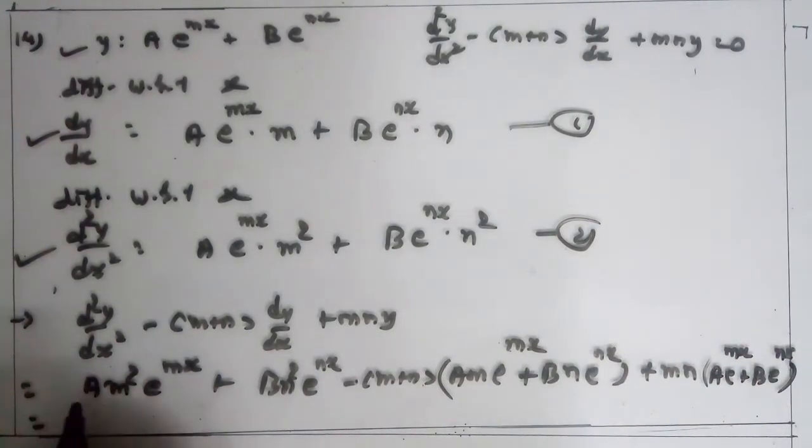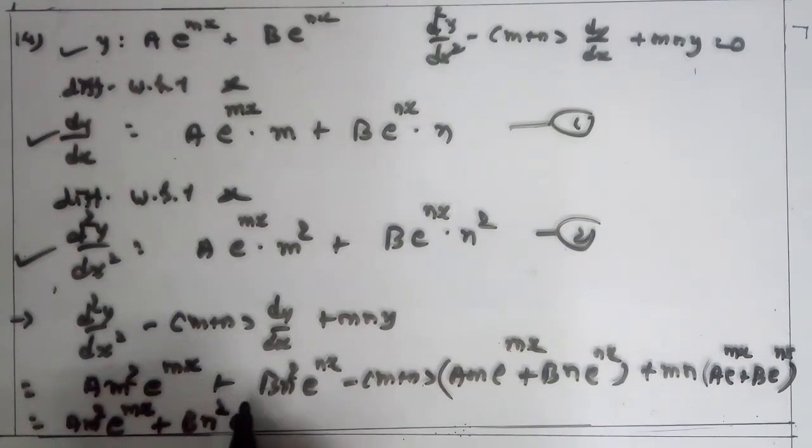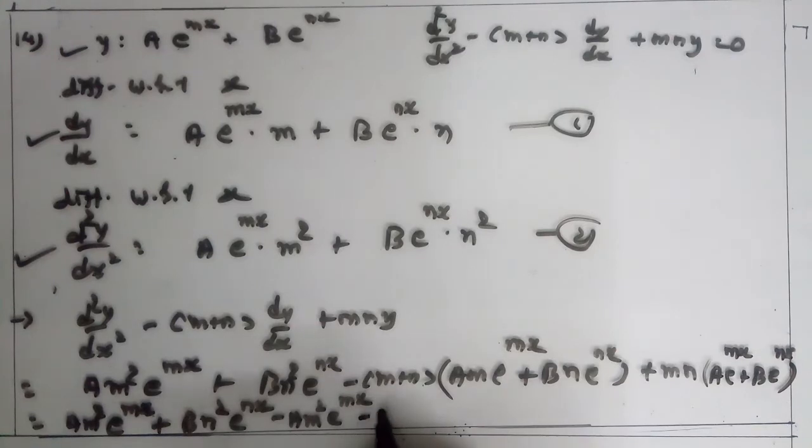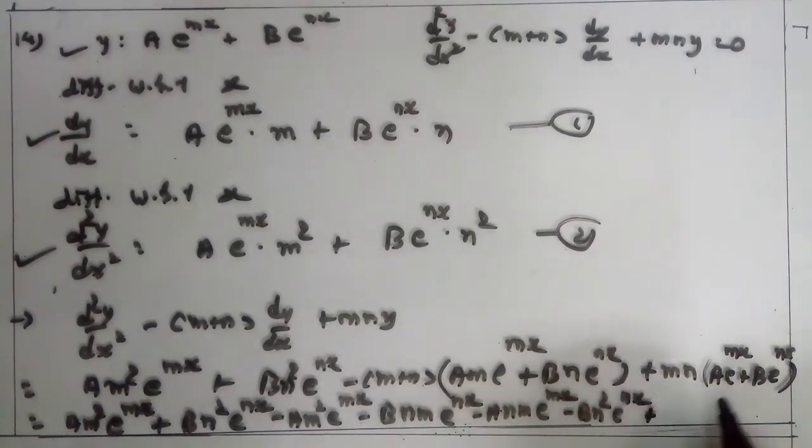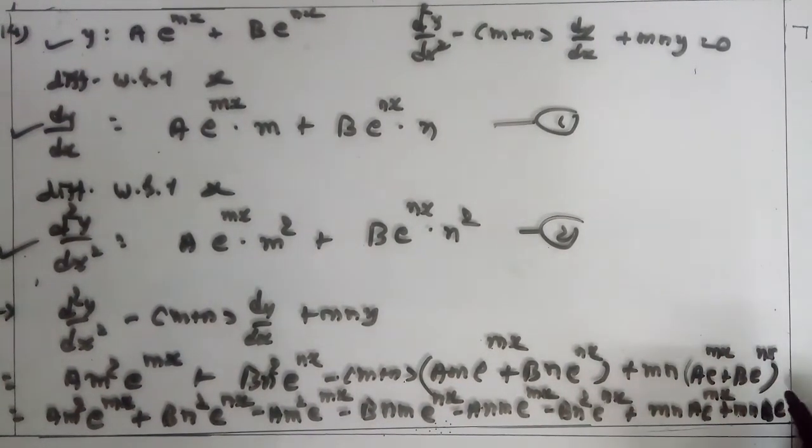Now simplify this. So a m square e raised to mx plus b n square e raised to nx minus n into these terms becomes a n square e raised to nx minus n into these terms, so minus b n m e raised to nx, minus n into these terms, so minus a n m e raised to mx, minus n into these terms becomes minus b n square e raised to nx, plus mn take inside, so mn a e raised to mx plus mn b e raised to nx. Clear this?